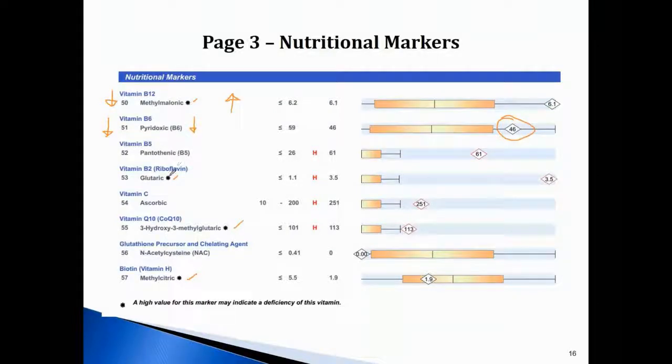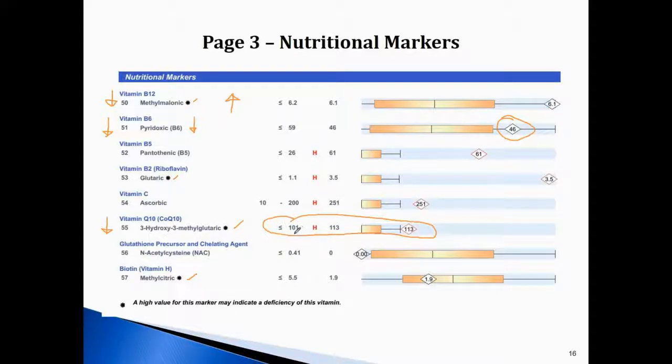So methylmalonic, glutaric, 3-hydroxy, 3-methylglutaric, and methylcitric. All are indirect markers. Notice in this particular case, the marker for CoQ10 is high, indicating a deficiency of CoQ10.